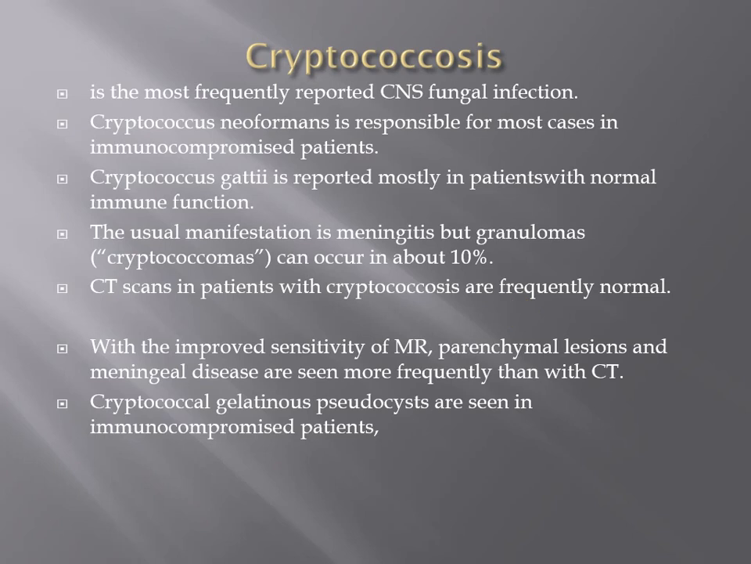Cryptococcus is the most frequently reported central nervous system fungal infection. Cryptococcus neoformans is responsible for most cases in immunocompromised patients, while Cryptococcus gattii is reported mostly in patients with normal immune function. The usual manifestation is meningitis, but granulomas, cryptococcomas, can occur in 10%. CT scans in patients with cryptococcus are frequently normal, with improved sensitivity of MRI. Parenchymal lesions and meningeal disease are seen more frequently than with CT. Cryptococcal gelatinous pseudocysts are seen in immunocompromised patients.